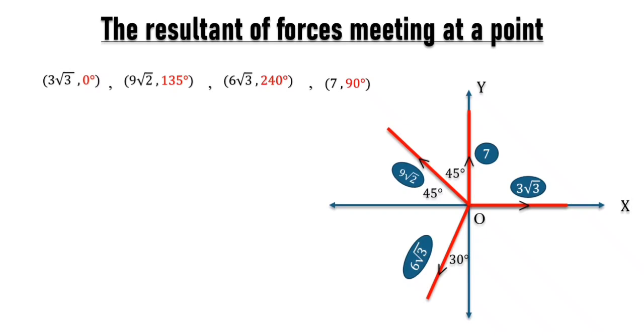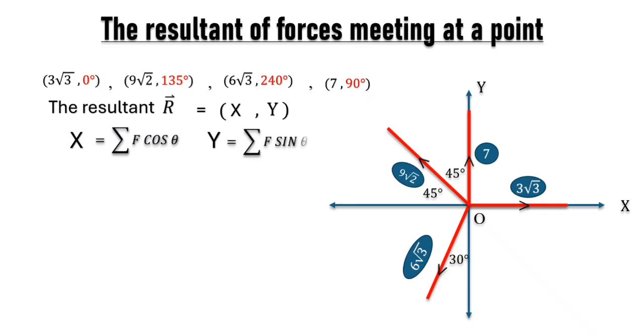As we said before, how do we find the resultant? The resultant contains x and y. What are x and y? x is the summation of all F cosine theta, and y is the summation of all F sine theta. As we said before, any force in the direction of the x-axis must use cosine. Any force in the y-axis will use sine.